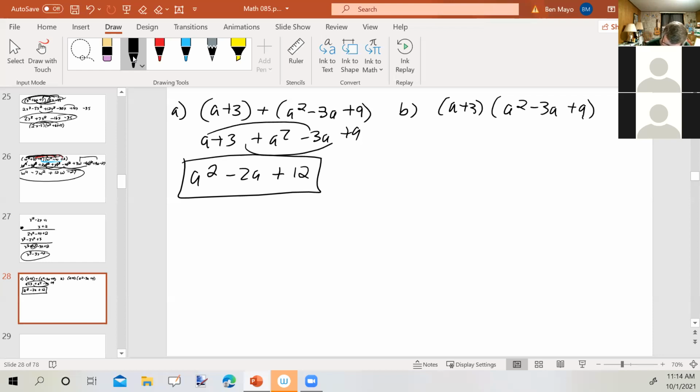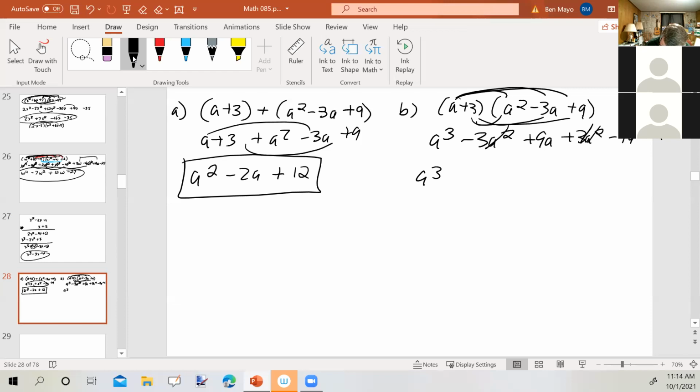Part B, multiplying those two polynomials, we're going to get a cubed minus 3a squared plus 9a plus 3a squared minus 9a plus 27, which is a cubed. The a squareds cross out, the 9a's cross out, and plus 27. So again, we get very different answers. So how about pay close attention to the operation?